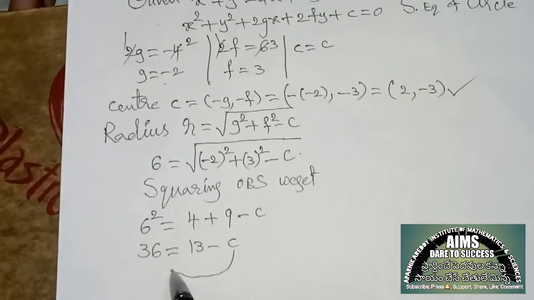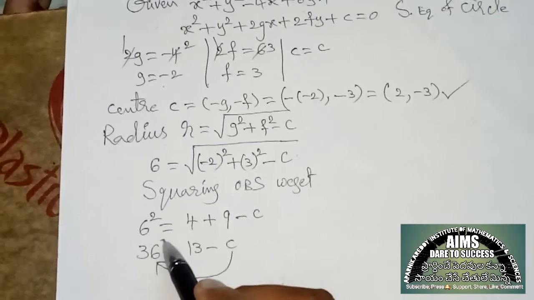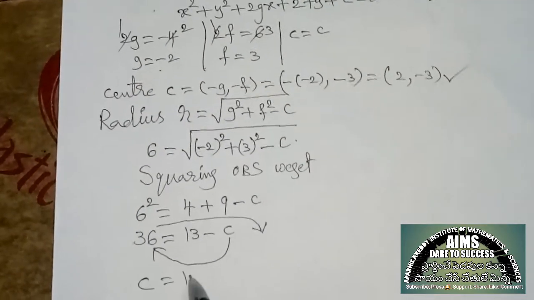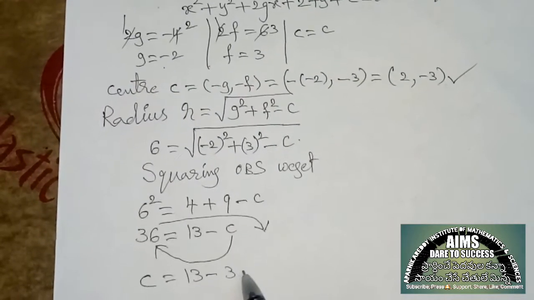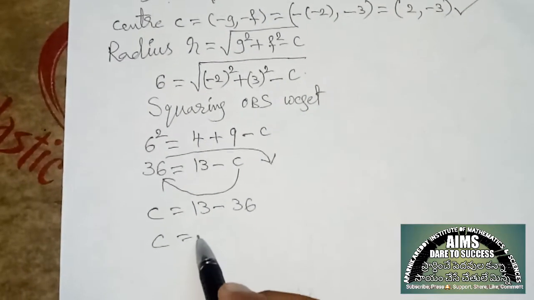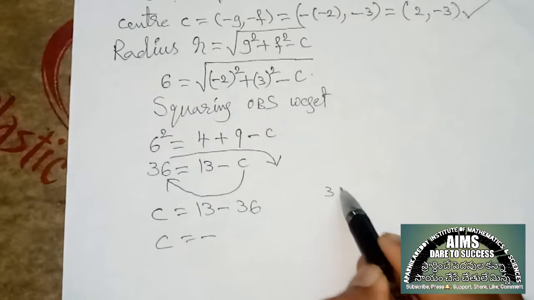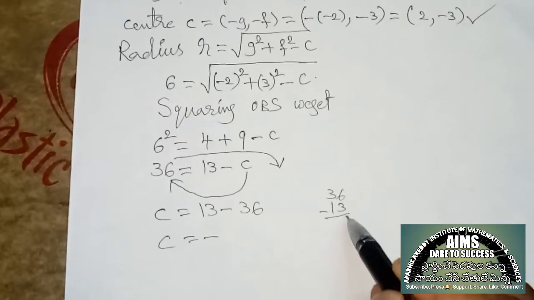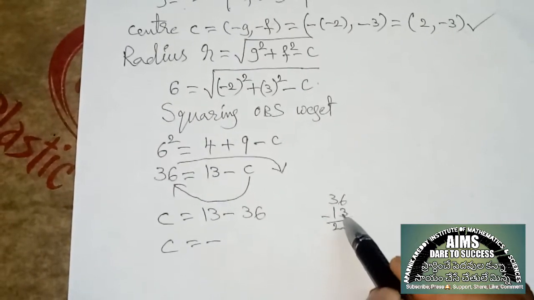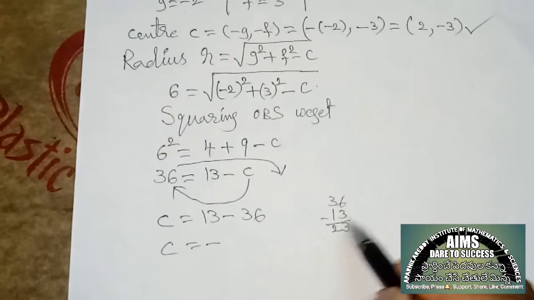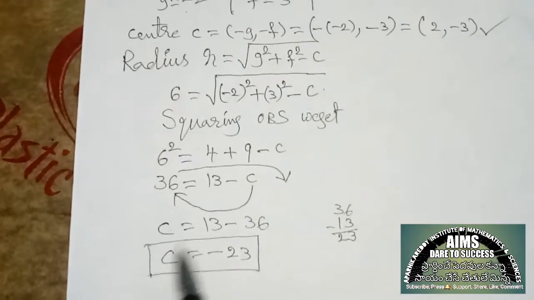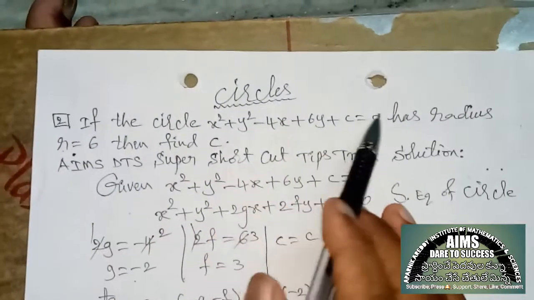So the negative symbol value comes to the left side and the 36 value comes to the right side, we get c is equal to 13 minus 36. Here also you have small number minus big number, which is a negative symbol. So 36 minus 13: 6 minus 3 is 3, 3 minus 1 is 2. Big number minus small number is positive symbol, small number minus big number is negative symbol. Answer 23. So c is equal to minus 23 is the required answer for this question.